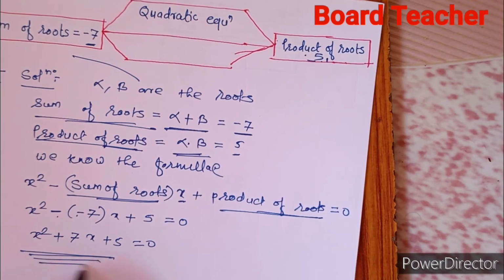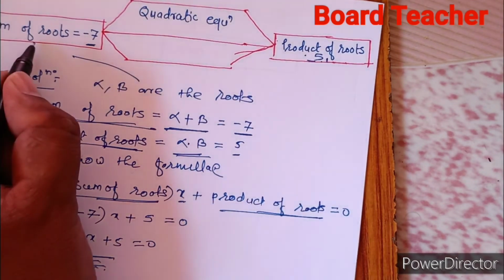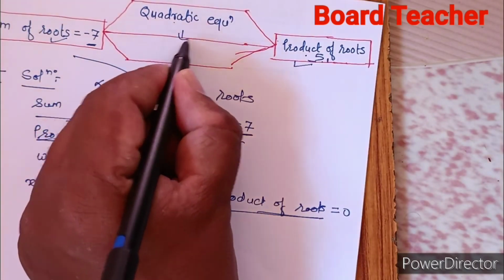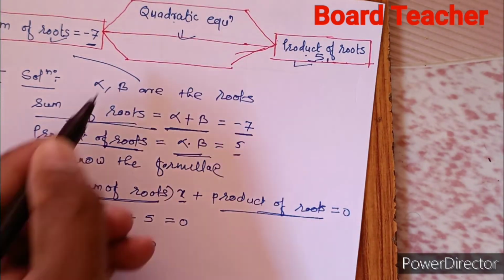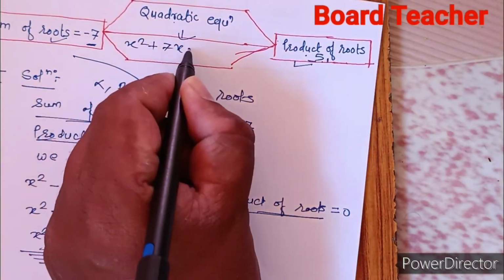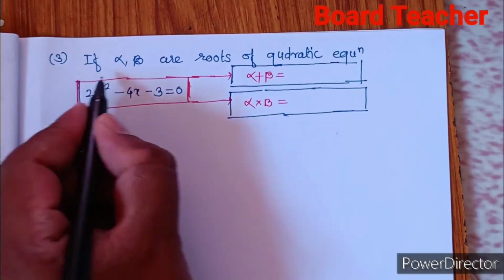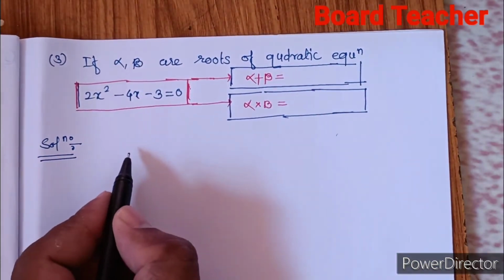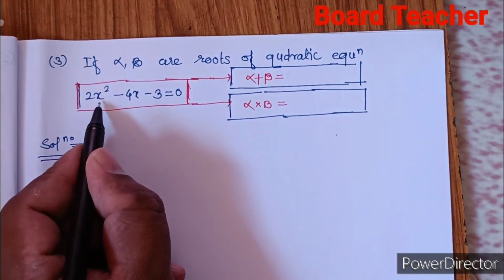Now this is the required equation when the sum of roots is 7 and product of roots is 5. Therefore the quadratic equation, write down here, is x square plus 7x plus 5.